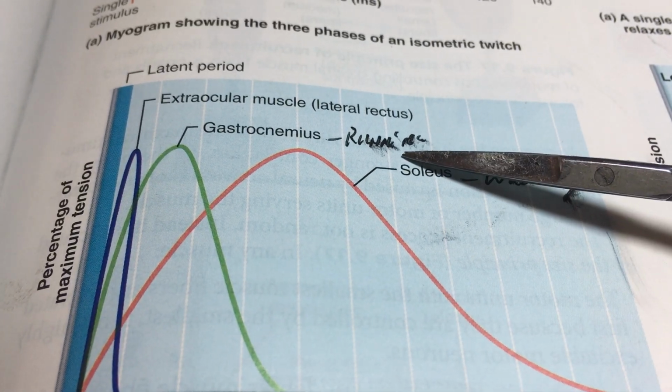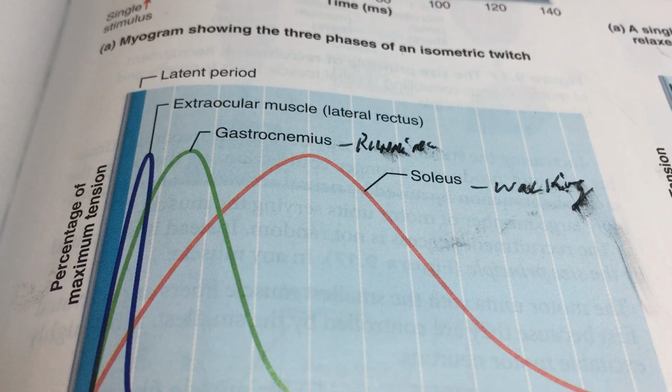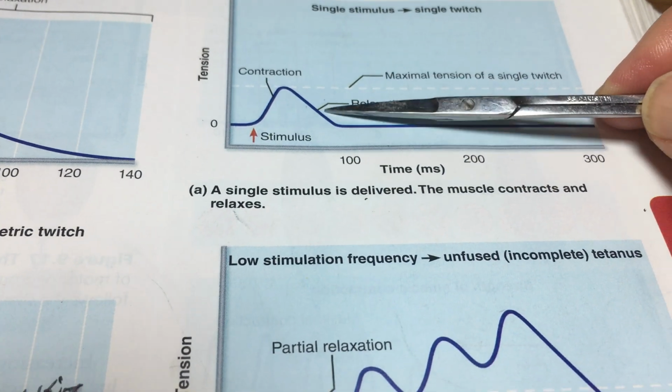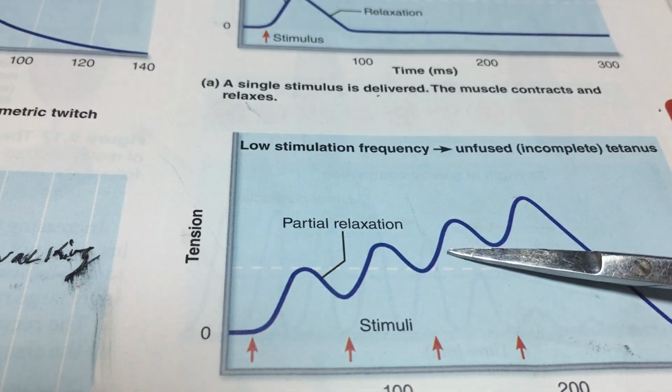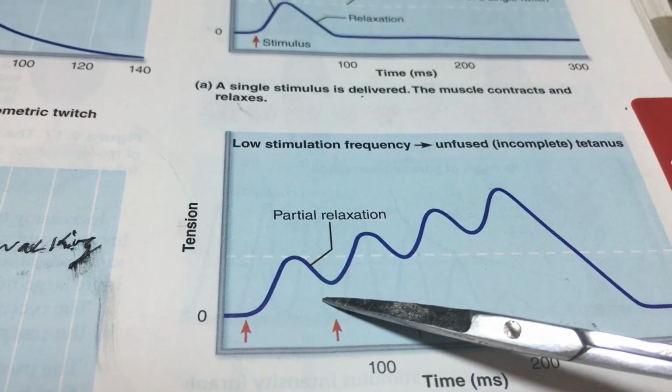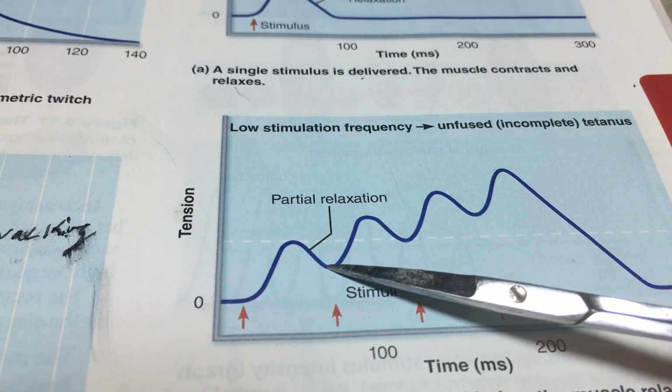That word is supposed to be running, and this word is supposed to be walking. Okay, I might need to make a little correction there so you can see it. So what they're doing with this graph here is they're comparing it to this graph here, where we have a stimulus, and before we're able to completely relax, we get another stimulus.